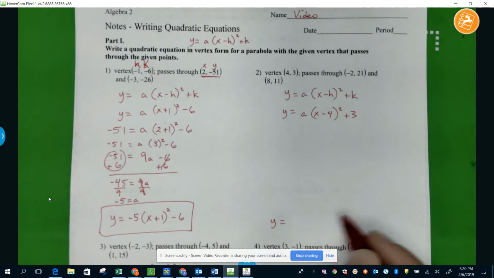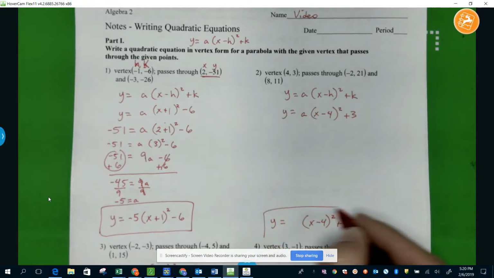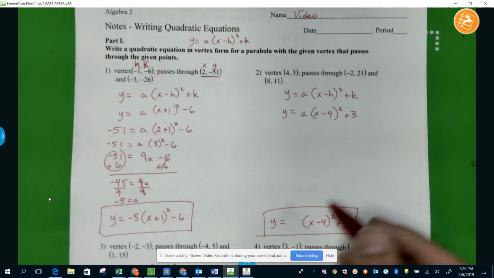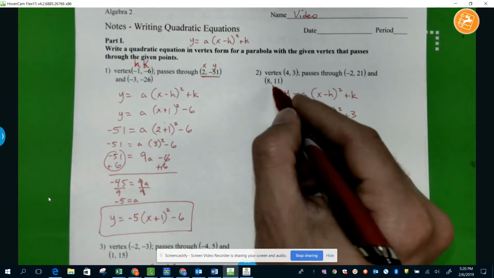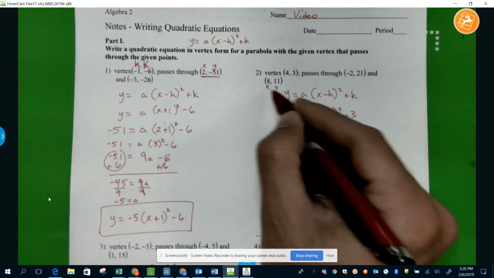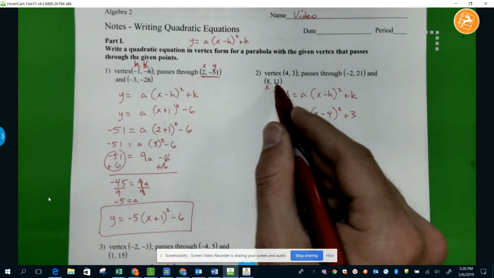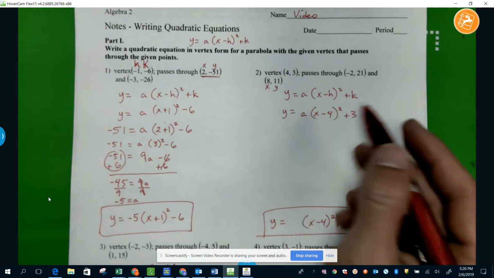So I'm going to come down here and go ahead and write my final answer. I know I've got an x minus 4 squared plus 3. The last piece of the puzzle I'm missing is this a value out front. So pick either coordinate you want. Let's choose this one, (8, 11). 8 is an x value, 11 is a y value. So let's plug those two values in here, and then I can solve for a.